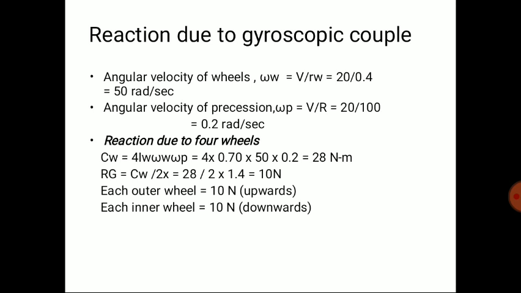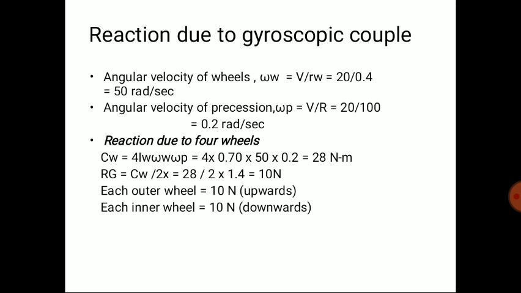Don't confuse it. Means when we are saying CW equal to 4 IW omega W omega P, it is for the total 4 wheels. Clear? How is the action of that gyroscopic couple on the vehicle, means on the wheels? That is, the 2 inner wheels act separately and the 2 outer wheels act separately. Means they act independently, right?